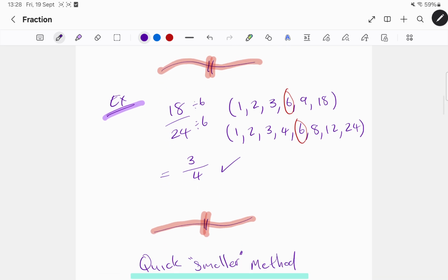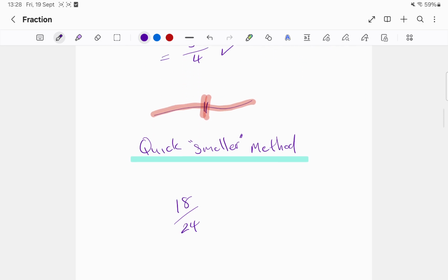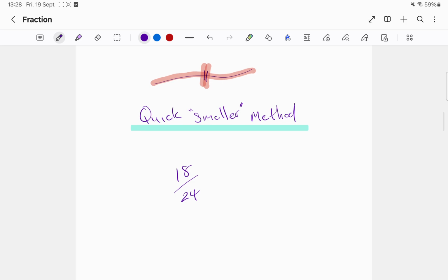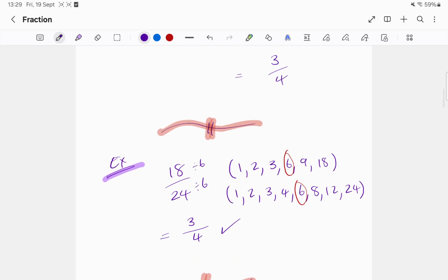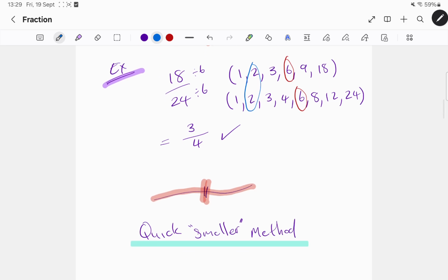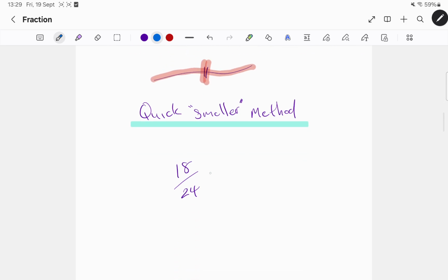So we do have a quicker method of doing that, and one way we can do that, instead of listing out the factors like that, you can just divide by a number you know. So for example, if we go back to the common factors there, we could have just started off with dividing by 2, like that. So if I divide both of those by 2, what I'm going to be left with is 9 over 12.